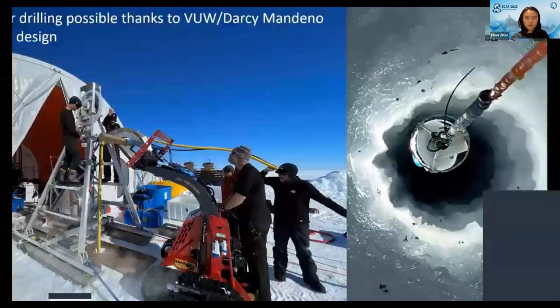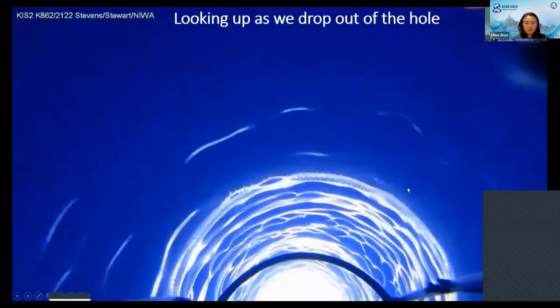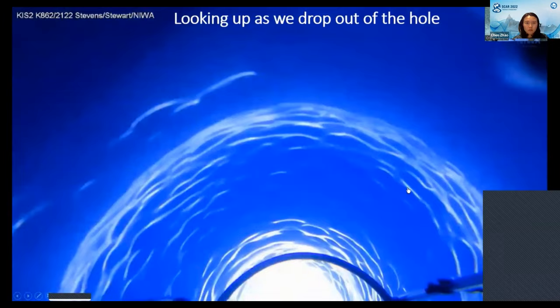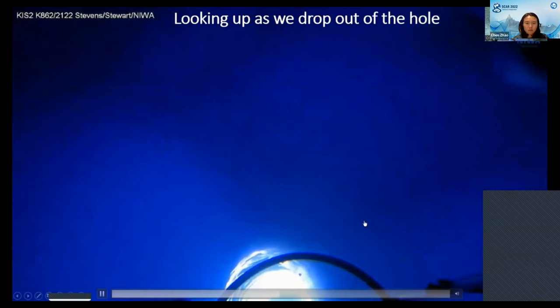We maintained an open borehole for about 10 days. This is thanks to the Victoria University drilling team led by Darcy Mandino, using a BAS design. They were able to keep a 25 to 30 centimeter diameter hole open for all that time, which makes observation really quite achievable. Lowering equipment down in one location, we're just looking upwards as we exit the hole. Looking back up, that's probably about a 50 centimeter hole by the time we get to the bottom. And so we lowered a sequence of instruments over the subsequent 10 days.